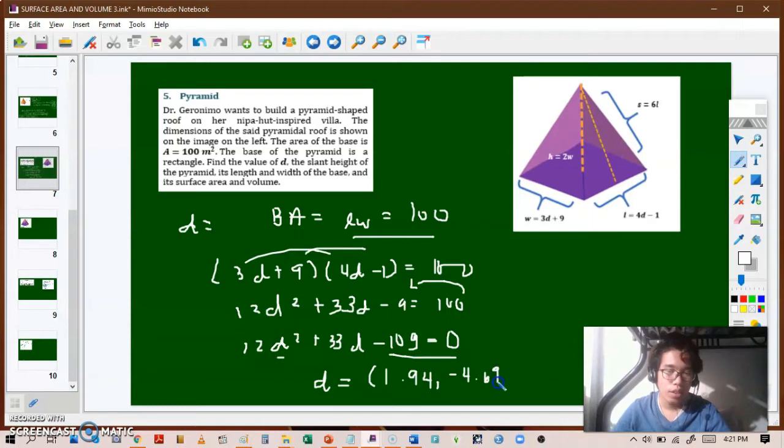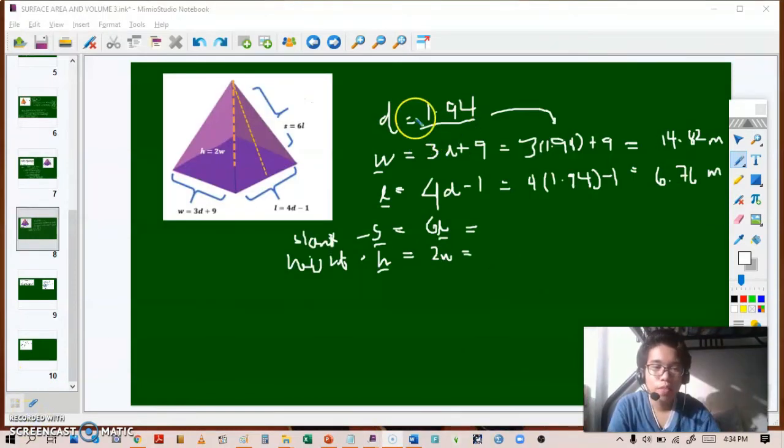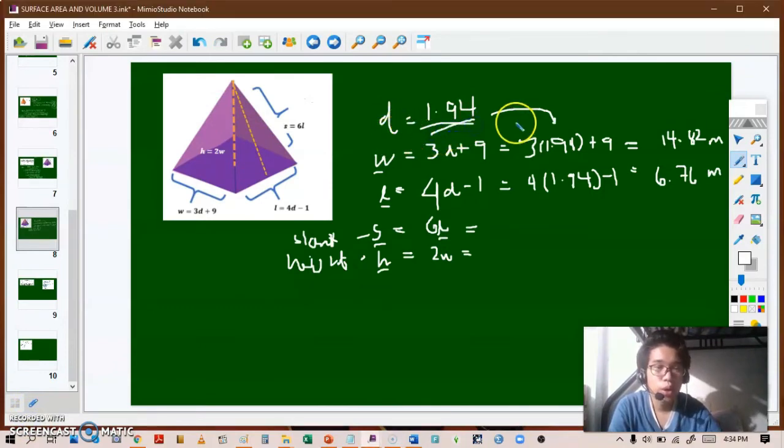And since we cannot have a negative root for our variables, we're going to have to use 1.94 as the value for d. So after solving for d, which is equal to 1.94, we can substitute that into the values of the width and the length of the base, which are 3d plus 9 and 4d minus 1 respectively.